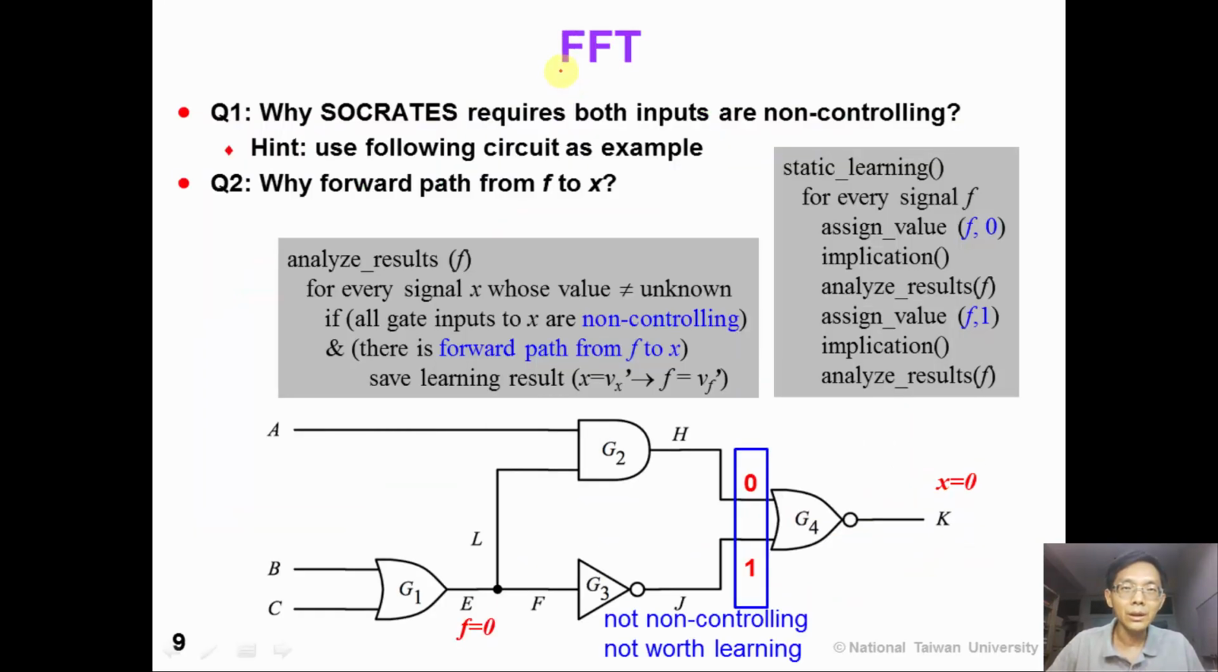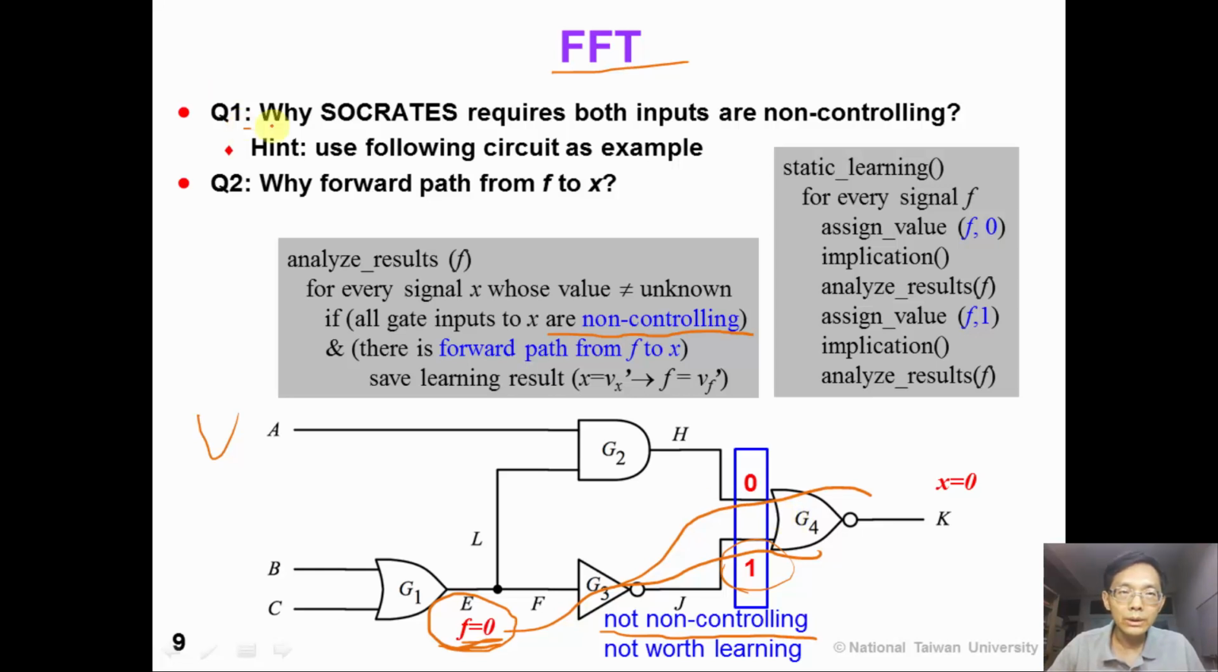Before we finish this topic, we have an interesting food for thought for you. Actually, in our previous quiz, the example was not a good learning. If we set the value of F to be 0, then we observe that one of the NOR gate inputs is controlling, so it does not satisfy the criterion of the Socrates algorithm. So this information would not be learned if we apply the Socrates algorithm.